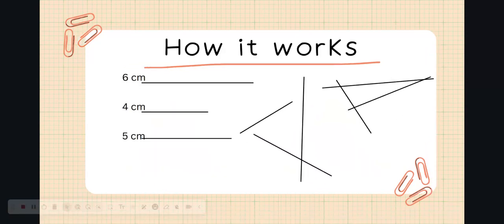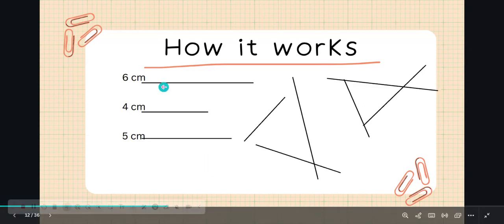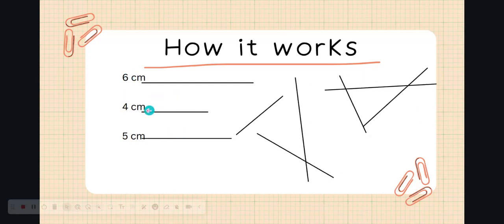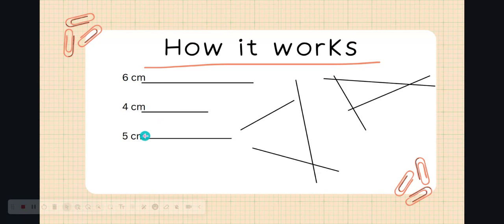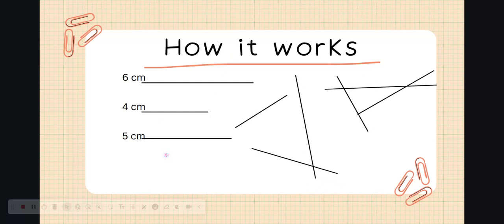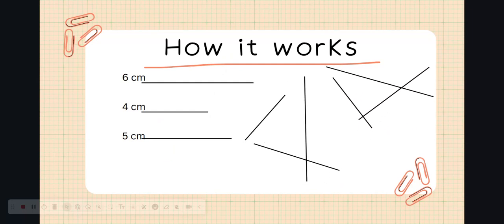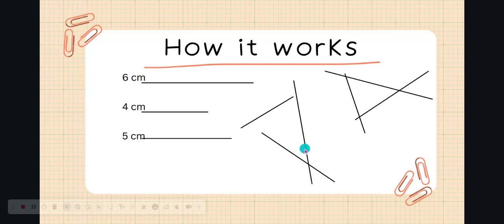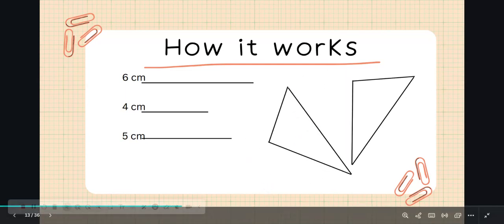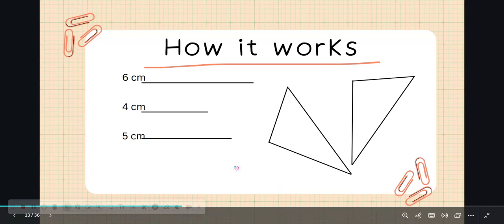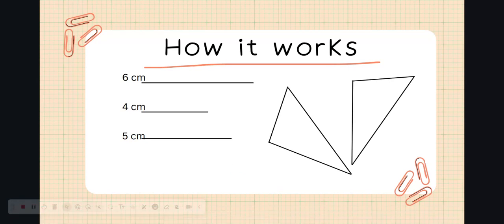Now let's learn how it works, or why it works. For example, let's say we have 3 line segments. One of them is 6 centimeters, another is 4 centimeters, and the last one is 5 centimeters. If we use these 3 segments to create a triangle, we're only going to be able to create one triangle. No matter how hard we try, if all the segments line up with each other, they will only form one triangle, meaning that if 2 triangles have the same corresponding congruent sides, they are basically the same triangle, meaning that they are congruent.